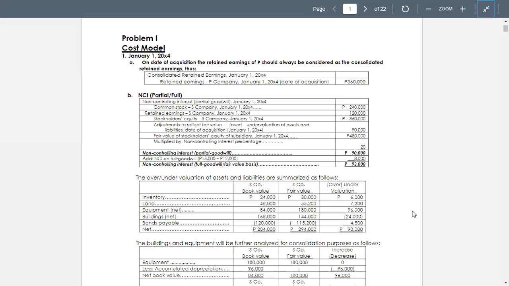Okay? So we have now the letter B requirement. Determine the non-controlling interest on January 1, 20x4. So the non-controlling interest here, if we involve partial goodwill on January 1, 20x4, starts with the common stock. Common stock on January 1, 20x4 of S Company is 240,000.